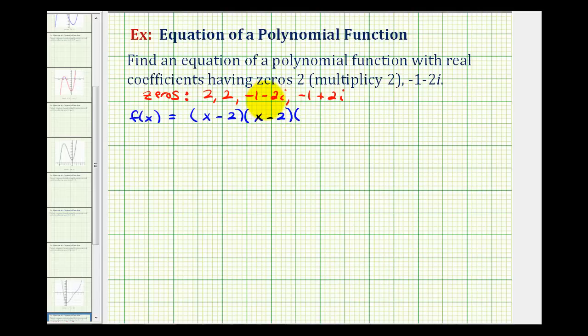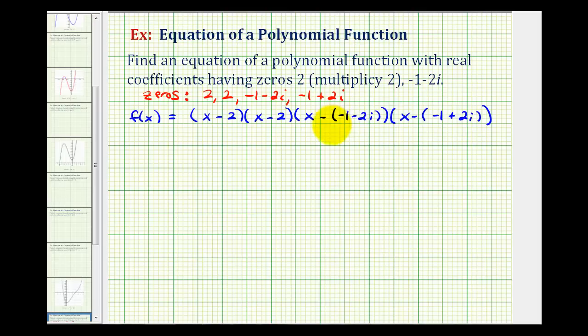And if negative 1 minus 2i is a zero, we must have a factor of x minus negative 1 minus 2i. And if negative 1 plus 2i is a zero, we must have a factor of x minus negative 1 plus 2i. Now we could also put a constant here, but since we don't have any fractions in our binomial factors, we won't include one. Now we need to find this product, but before we do this, to multiply these last two binomials, it'll be easier to keep track of the signs if we eliminate the parentheses inside our factors.